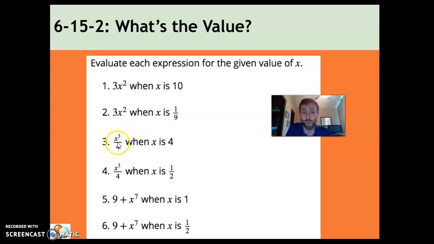In other words, we're going to take x and take x to the 3rd power first, get an answer, and then divide that answer by 4. We're going to do the same thing on number 4. We're going to take 1/2 to the 3rd power and do that first, and then divide our answer by 4. Number 5, we're going to start with 9. Then we're going to add x to the 7th power to that, and the same thing on number 6.